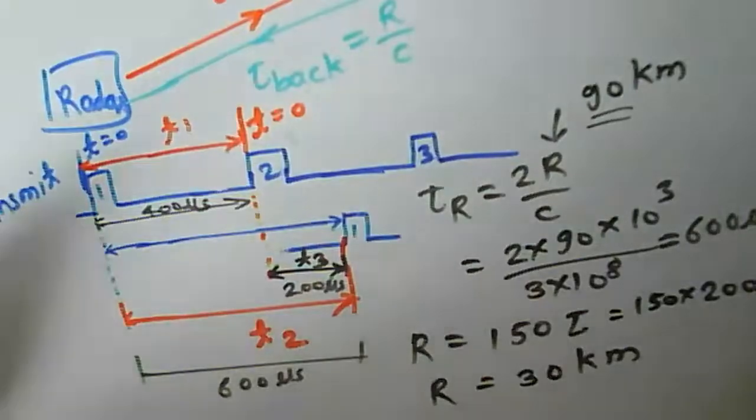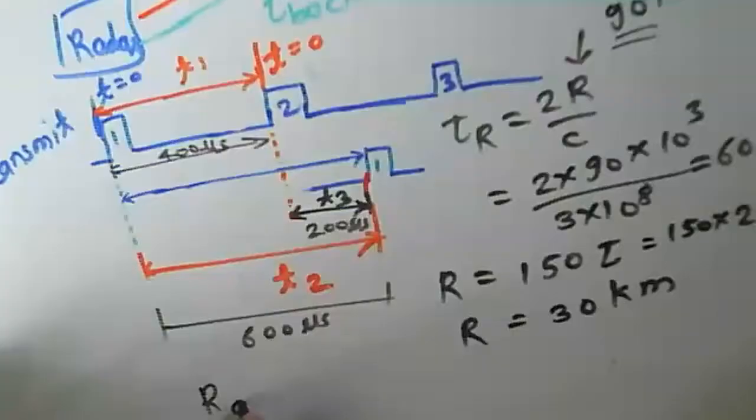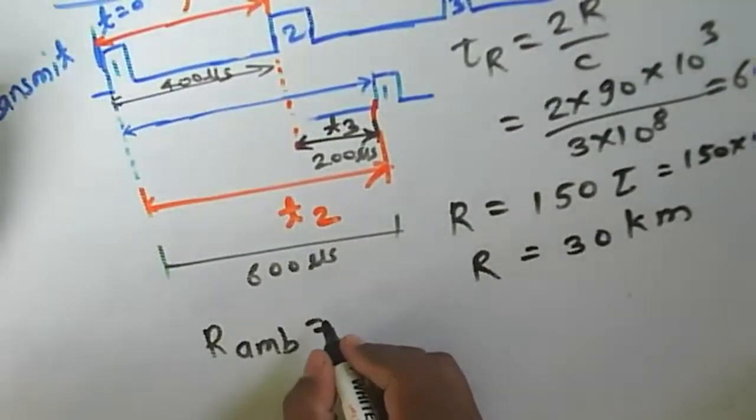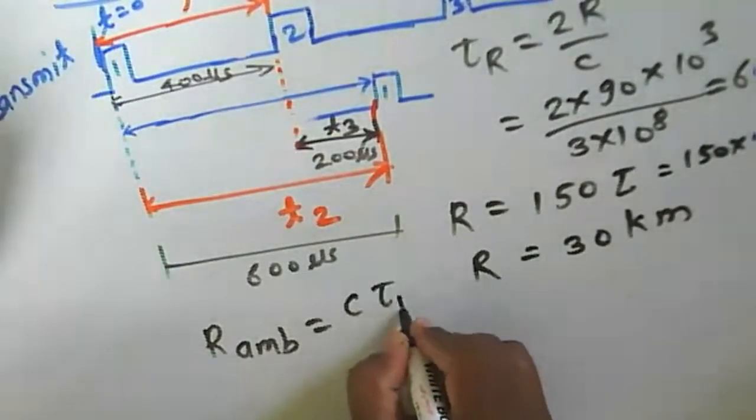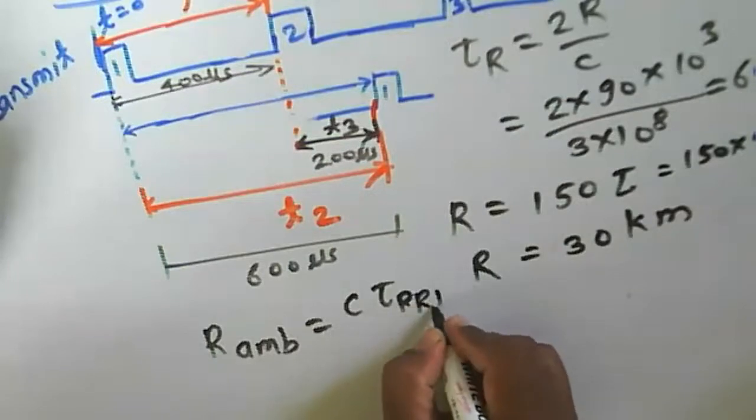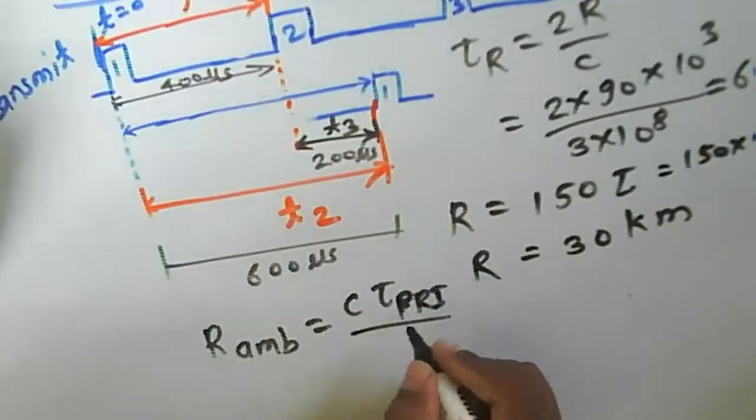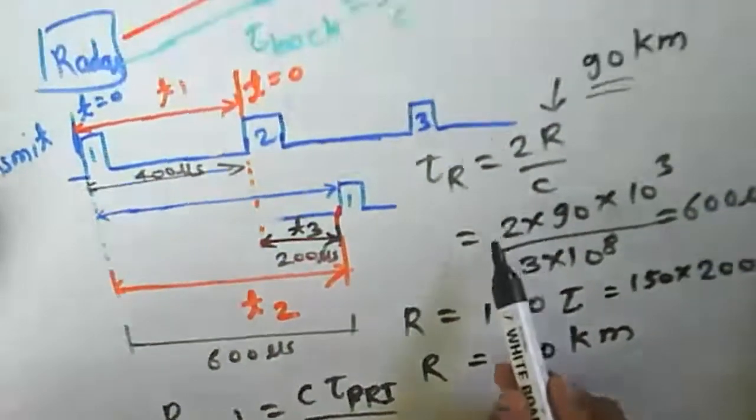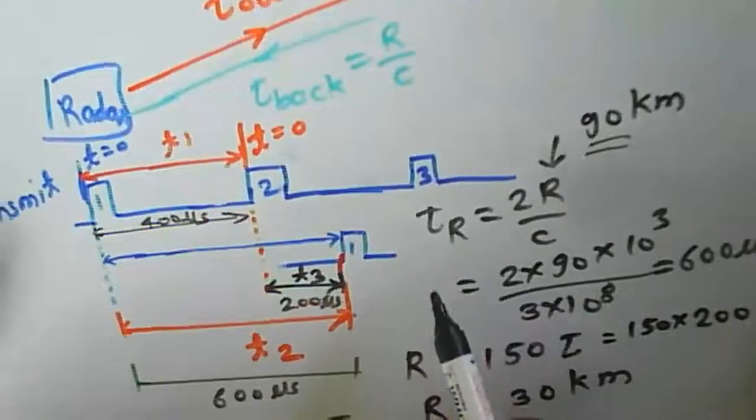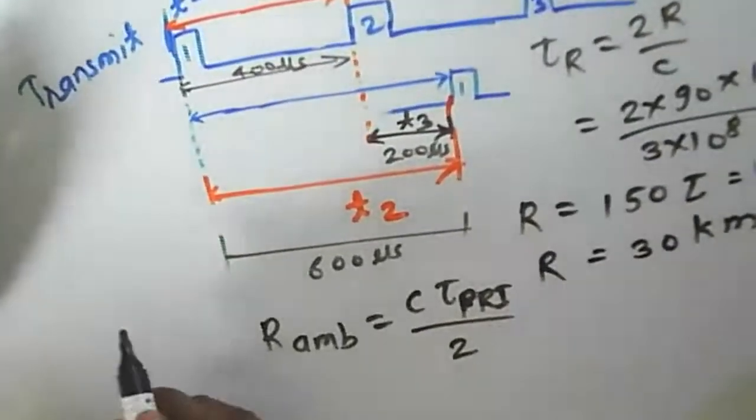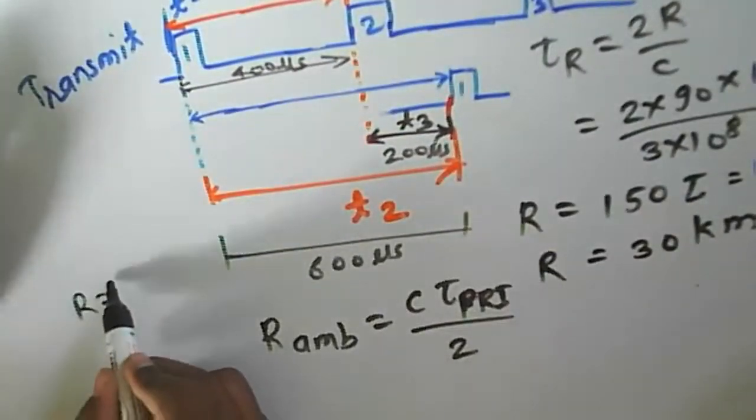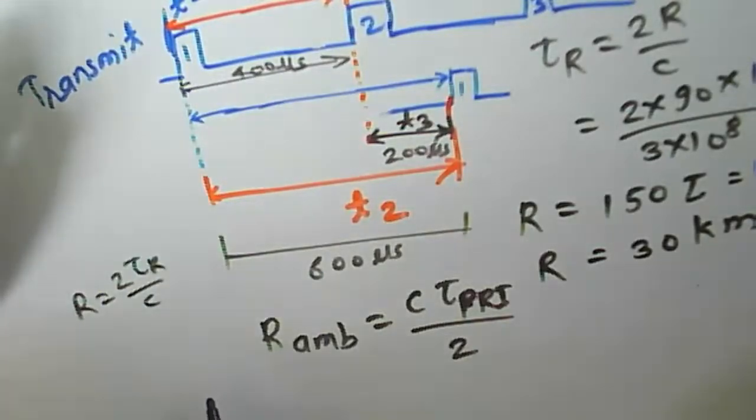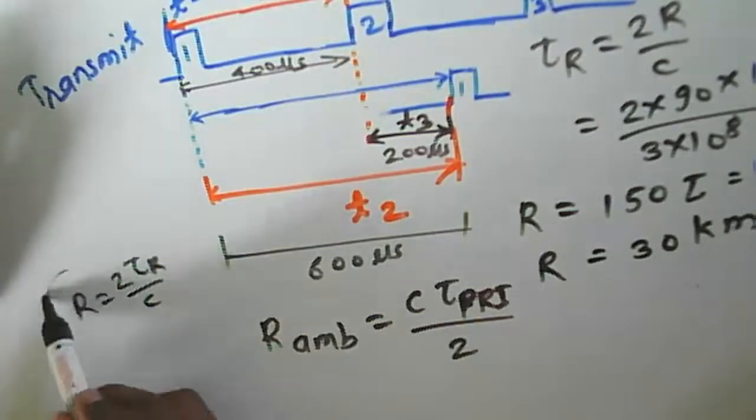So that's why we can say that R ambiguous is equal to what? What will be the pulse repetition interval, PRI? This is about PRI divided by 2. Earlier we said, okay, R is equal to what? Earlier what we obtained, R is equal to twice tau R by C. Okay, twice tau R by C earlier.